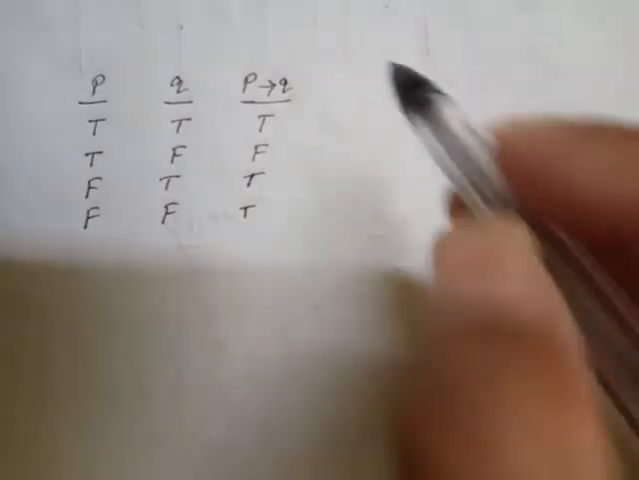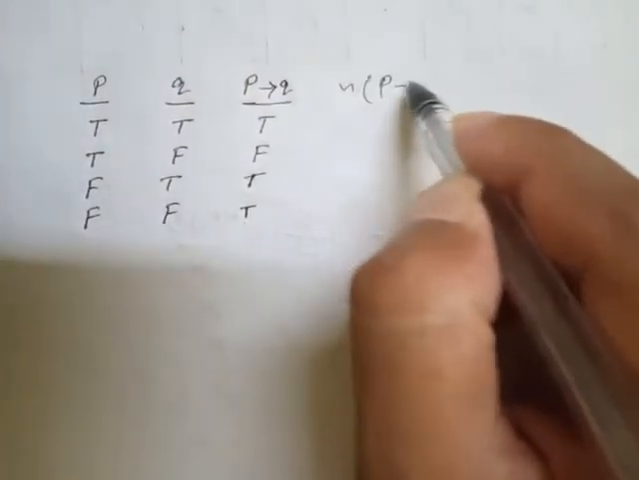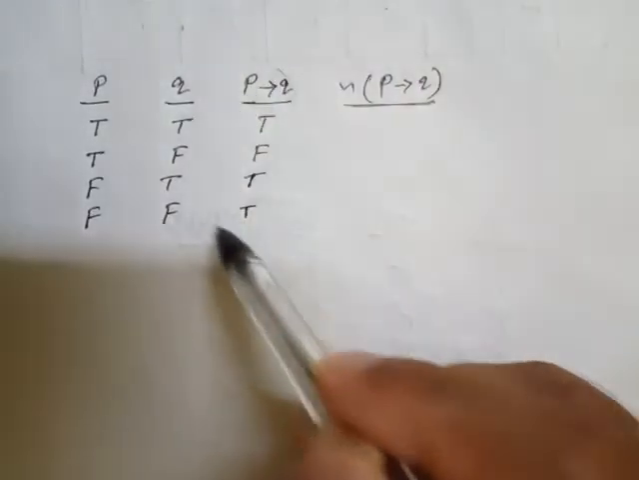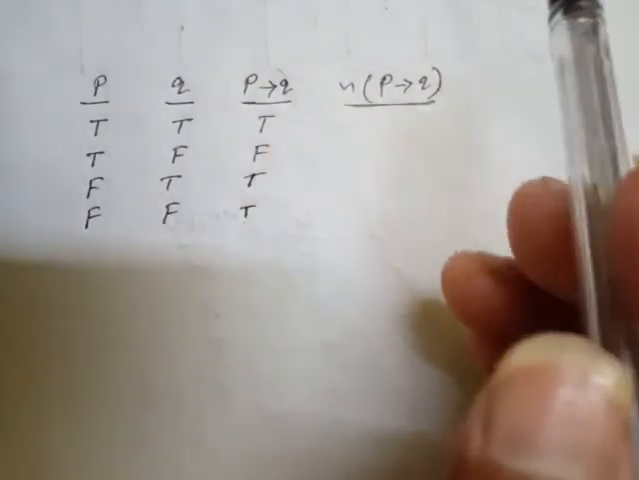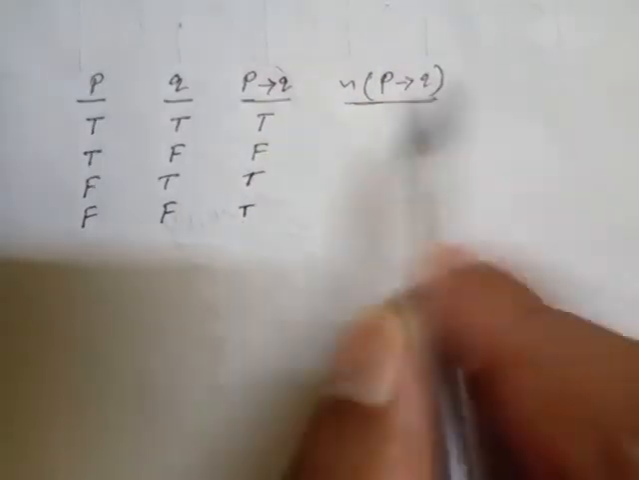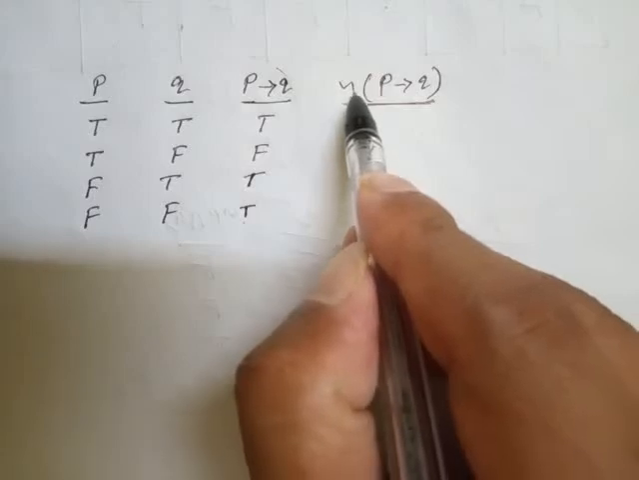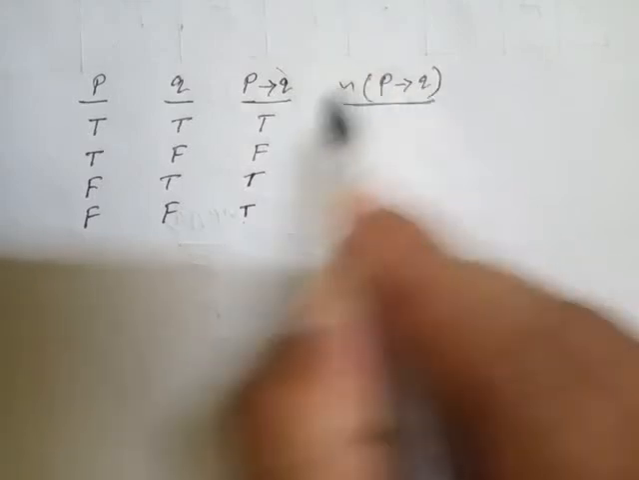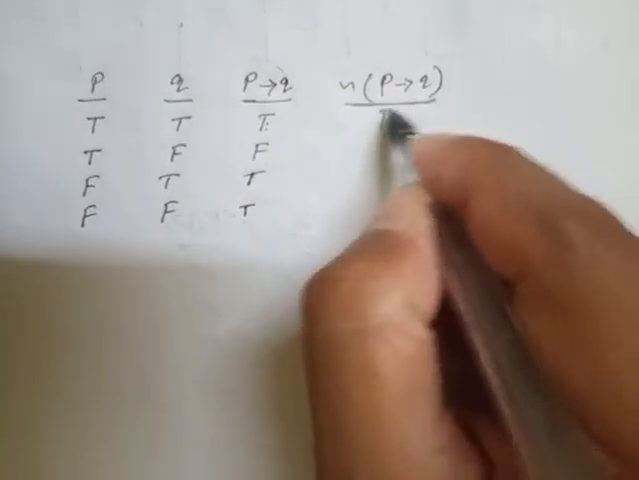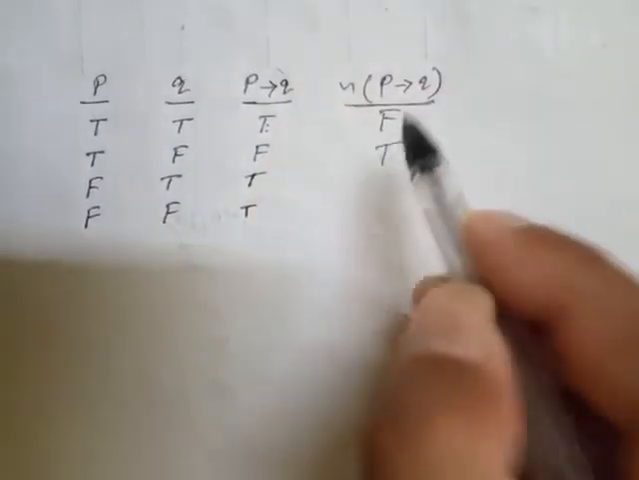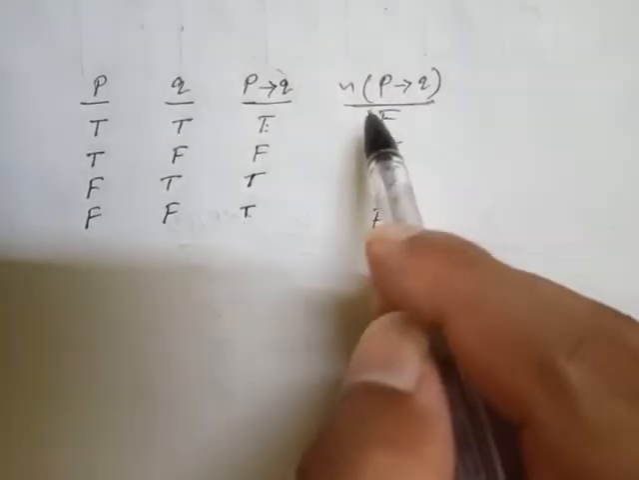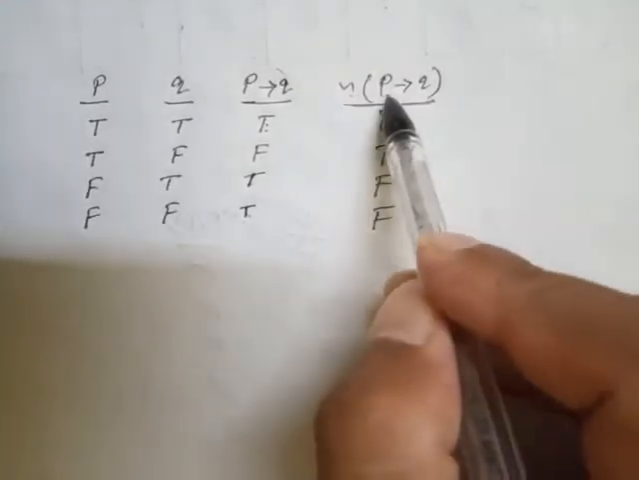Now we need to find out the negation of P implication Q. Negation means whatever is the value here, it totally becomes not. Now look, not of P implication Q, which means not true means false, not false means true, not true means false, not true means false. This is the negation of P implication Q.